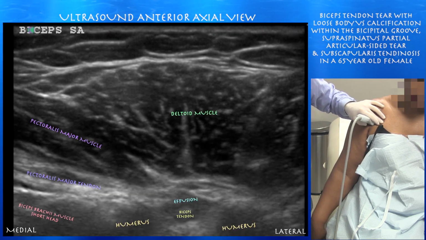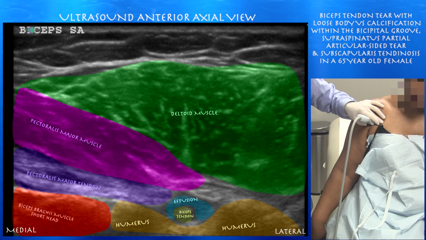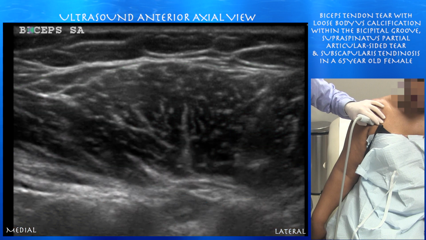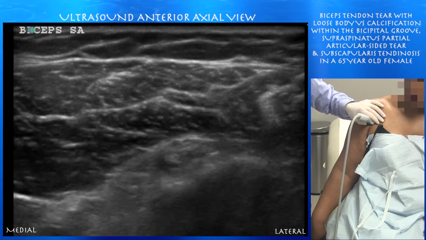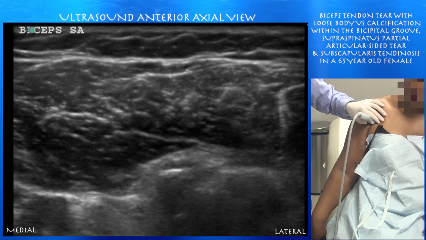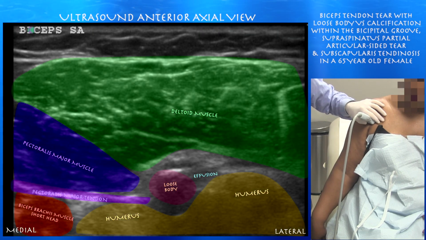And here again you can see the biceps tendon with an effusion. You can see the pec major muscle and tendon which is underneath the deltoid muscle. And again, here's a loose body with shadowing underneath it, and we can see that pec major tendon which is just very thin at this point.